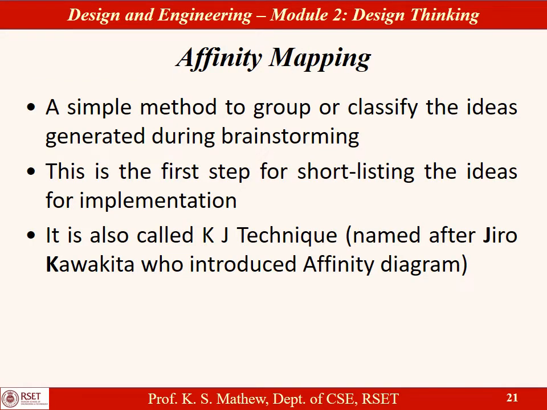So after we brainstorm and come up with a load of ideas, suppose you get 100 ideas, hundreds of ideas, how do we choose? How do we decide which is the best idea? All ideas may not be good. So all ideas we may not be able to implement because of resource constraints. So we need to shortlist and choose the best ideas for implementation. So how do we go about shortlisting and selecting the best ideas from a list of hundreds of ideas?